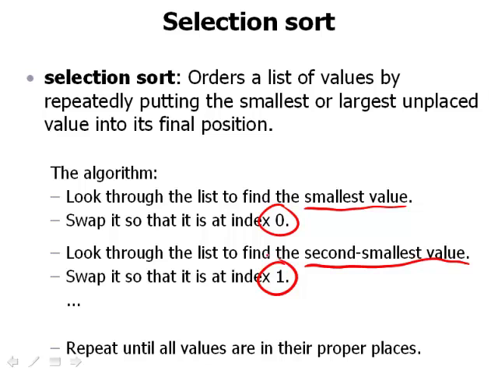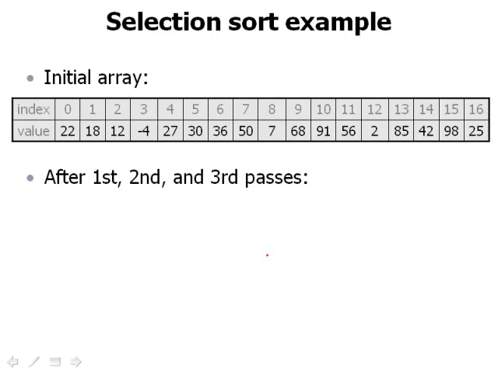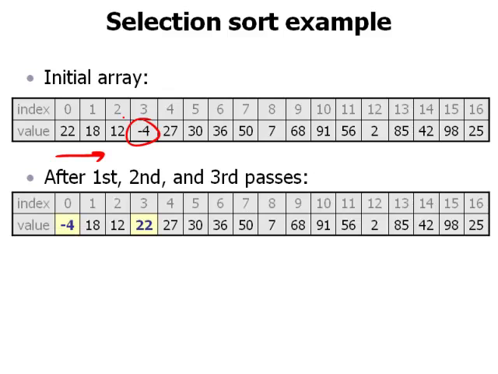So if we look at the next slide, there are a couple of pictures here. Here's an array of unsorted data. So if we make one pass of selection sort, the idea is that we're going to look through this entire array looking for the very smallest value. Just from eyeballing it, it looks like this -4 is going to be the smallest. And so what we'll do is we will swap that with this 22 here. We'll put the 22 into index 3, and we'll put the -4 at index 0.